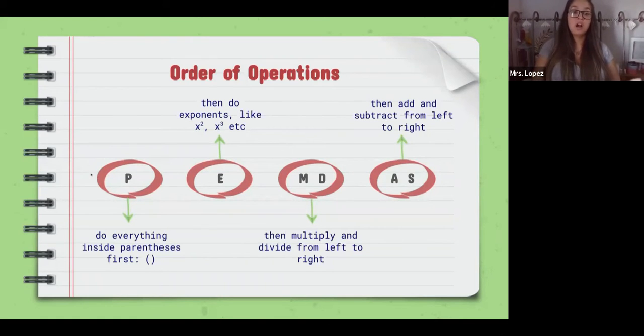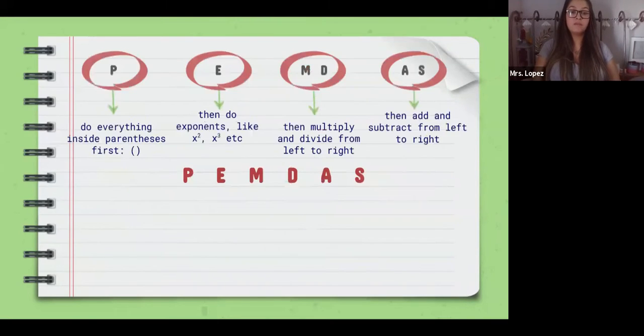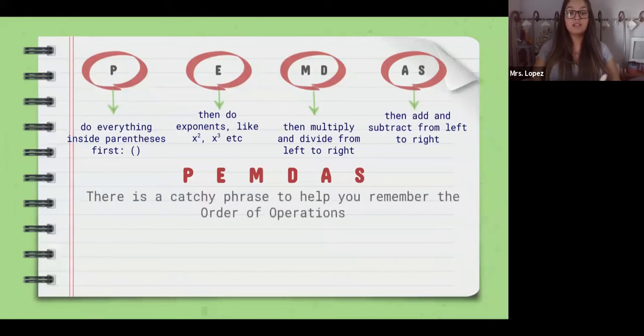This is called PEMDAS. And there are other ways to remember PEMDAS. We see it here as PEMDAS. If you want to say it as the acronym, you just say PEMDAS. Or there is another catchy phrase that helps you remember the order of operations. If you can't remember the acronym, you can't remember what the order of operations is, there's this.